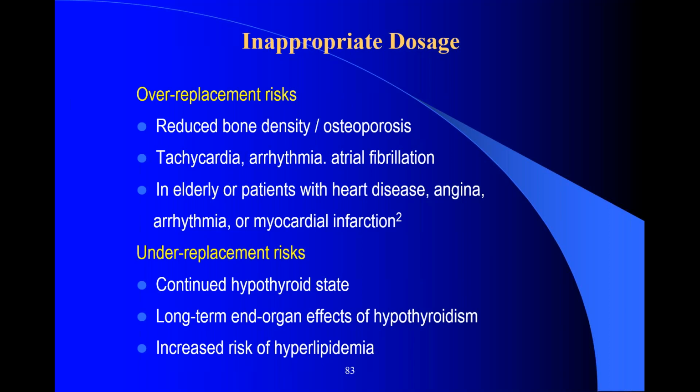So if you give it in excess, it will lead to conditions like those in hyperthyroidism. It will result in reduced bone density, osteoporosis, tachycardia, arrhythmia, AF, which are generally associated with hyperthyroidism. And in elderly patients, it can result in heart disease, CHF, angina, arrhythmia, etc. Or if it is under-replacement, then you can have continued hypothyroidism and the long-term end effects of hypothyroidism, and there is increased risk of hyperlipidemia.